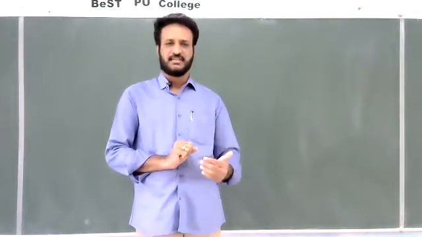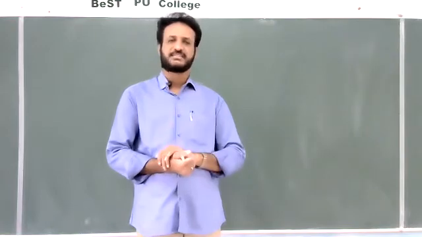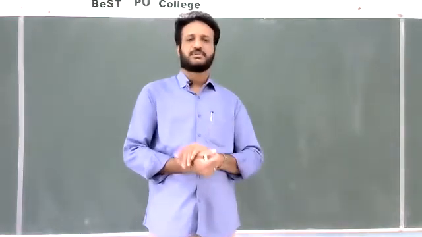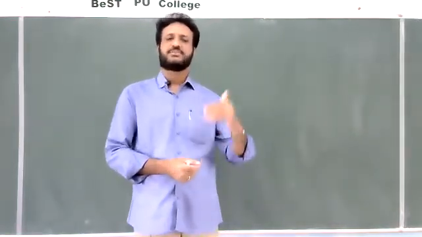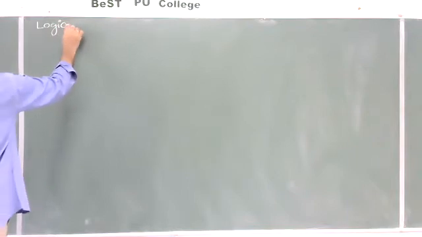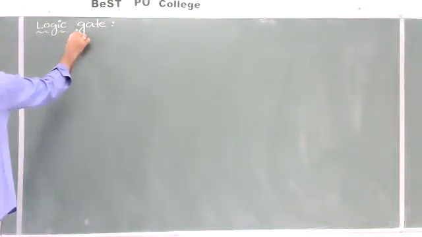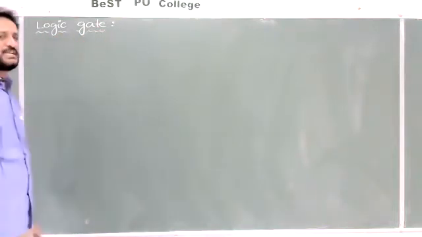Basic, or fundamental, or elementary. They are the building blocks of the digital circuits. First we'll discuss the basic logic gates, and then we'll go for the universal logic gates. So what is a logic gate and what are the basic logic gates? In the previous class I already gave the definition of the logic gate. A digital circuit which performs a logical operation is called a logic gate.